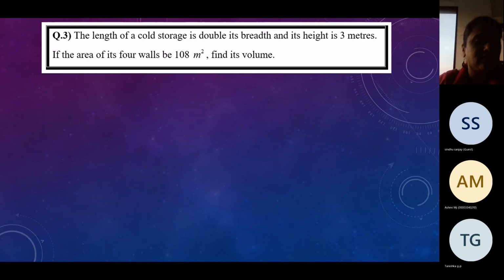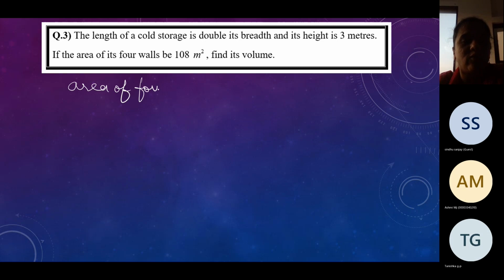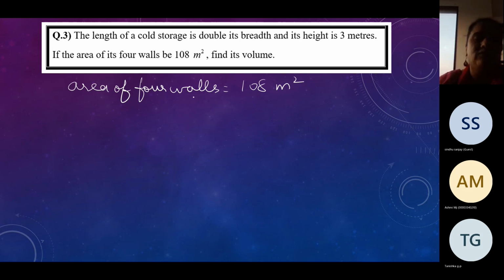All right, children, see here. You should start like this. What is the area of 4 walls given? Some information is given to you directly. Start with that. Area of 4 walls is given to be 108 meters square. The answer is given to you. This information is given to help you find the missing dimensions of the cuboid, the cold storage, which is cuboidal.